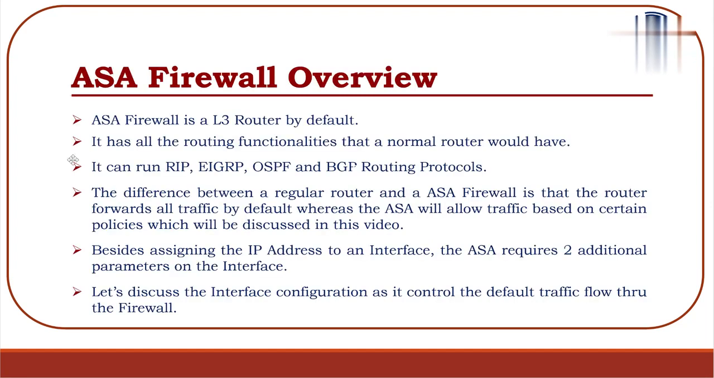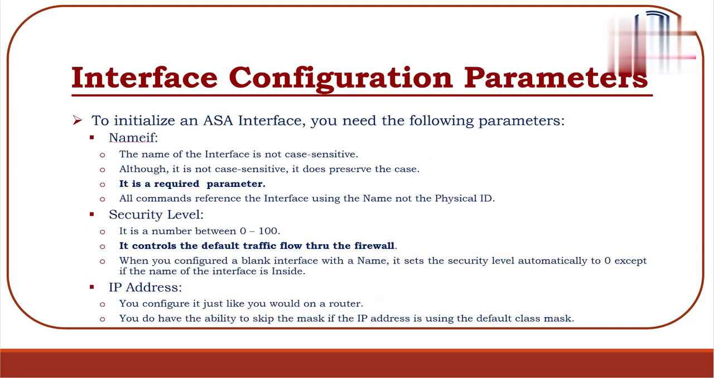So we talked about besides assigning the IP address to the interface, the ASA requires 2 additional parameters on the interface. We'll discuss that in the next slide. So right over here, what are the different configuration parameters that are required on the interface? As I said, you need an IP address, which is normal. Then you have the name of the interface. It is a required parameter.